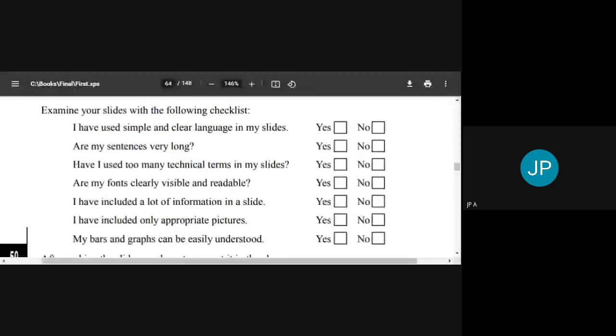So the next is about fonts. Okay, font is nothing but the letters that we use in our presentation. The kind of fonts that we use, the letters, we have to take care about the size and also the shape of the letters.